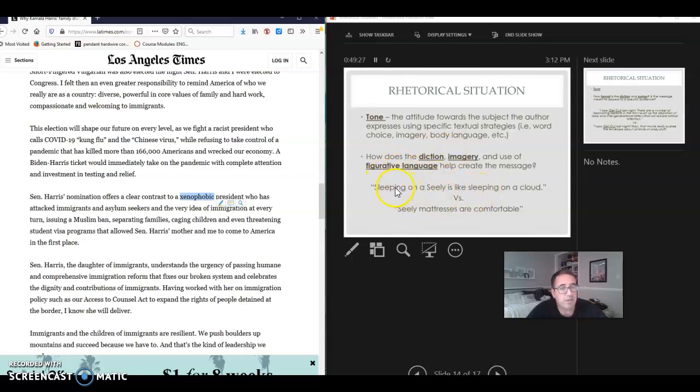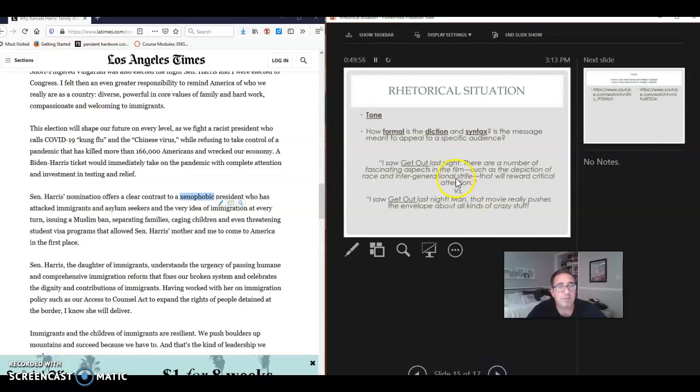My example here: sleeping on a Sealy is like sleeping on a cloud, versus Sealy mattresses are comfortable. It means the same thing, but in the first one, we're using very figurative language, right? A simile in this case, to create a kind of poetic connection, an image in the reader's mind, versus the second, which is very objective. Sealy mattresses are comfortable. Just a blunt statement. So that's what we're getting at with tone: what kind of word choices, imagery, and things like that are used.